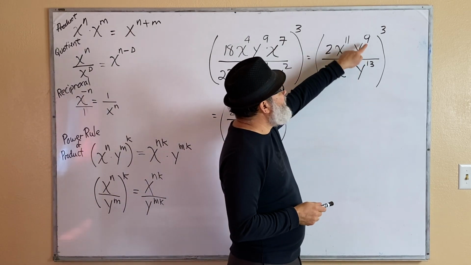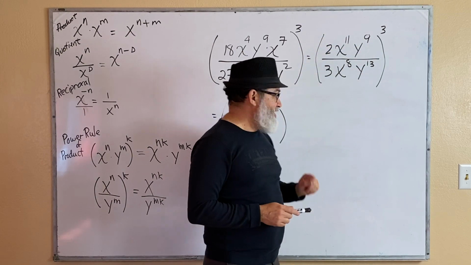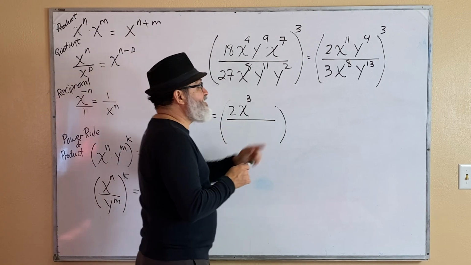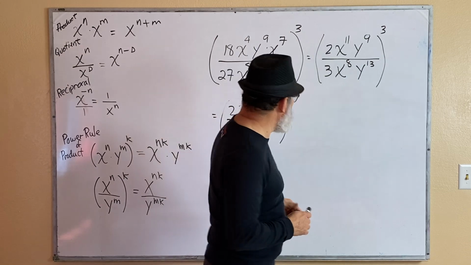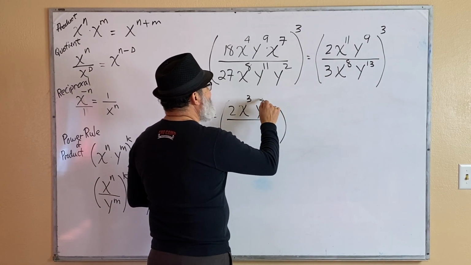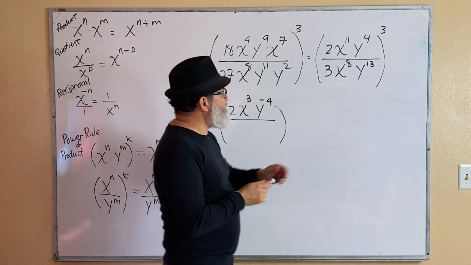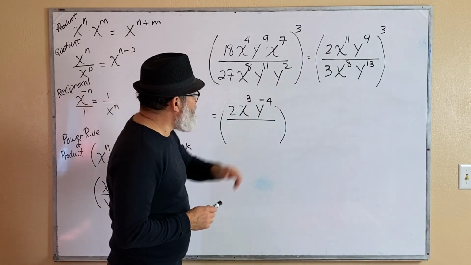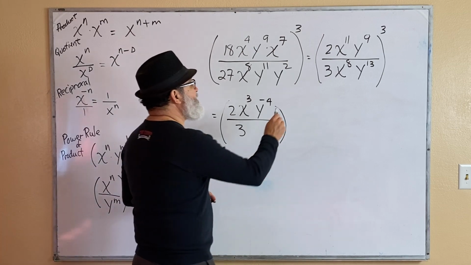Y to the 9 minus 13. Listen, you can say y to the 9. What's 9 minus 13 up in the numerator? Up in the numerator, y to the negative 4. So this has been simplified, this has been simplified, and there's a 3 in the denominator. And the roof is still there.